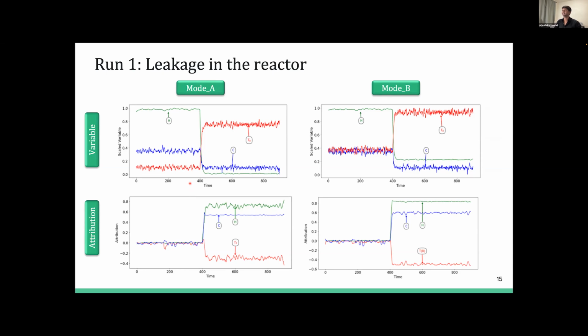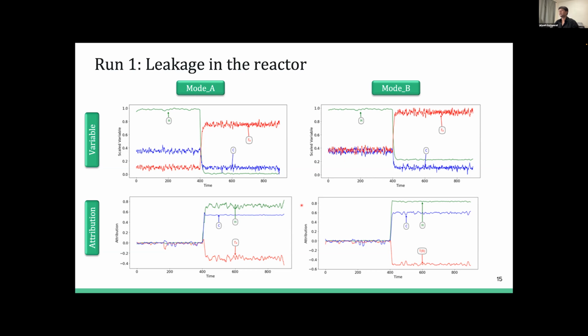Here we can see that for the scale variables, up to 400 samples, they are working in their normal operating region, but when the fault was introduced, they deviated from their normal operating region, and this is correctly identified by our explainable AI model. The attributions are generated after 400 steps, and it shows that height is the factor which is driving the deep learning model's decision.